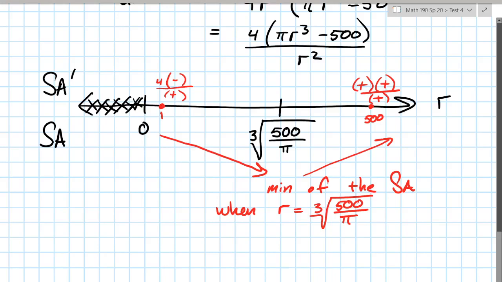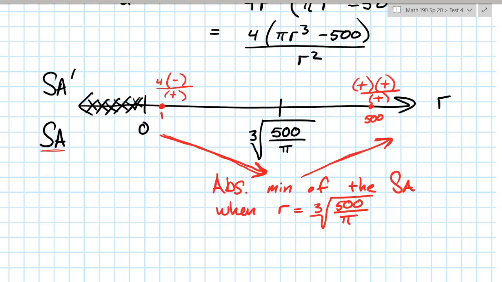All that's left is to test any endpoints and make sure that this is a min. We don't actually have to do that in this problem because if we look at the graph of the surface area, taking 0 and finding the total surface area at 0, we know that value is going to be larger than at the cube root of 500 over pi because of the way our function is decreasing then increasing. So this isn't just a relative min, this is actually an absolute min of the surface area from 0 to infinity.